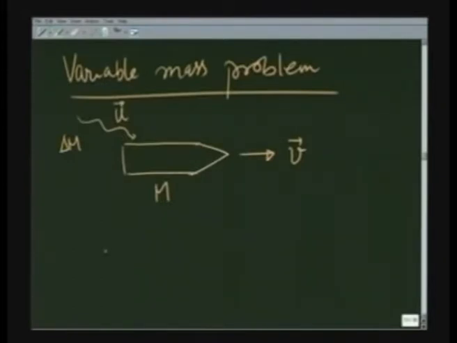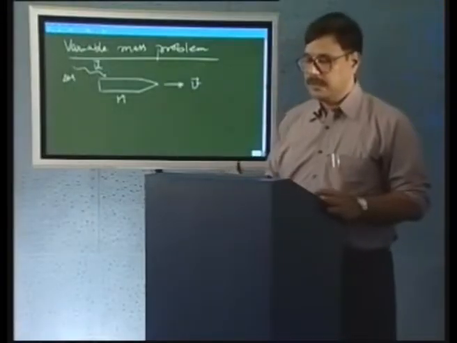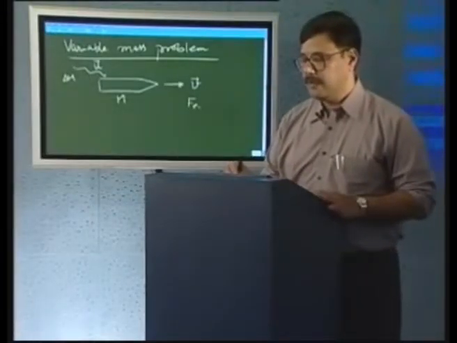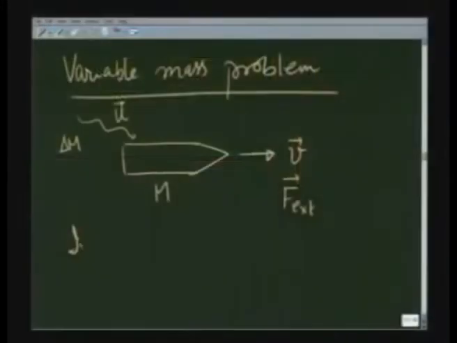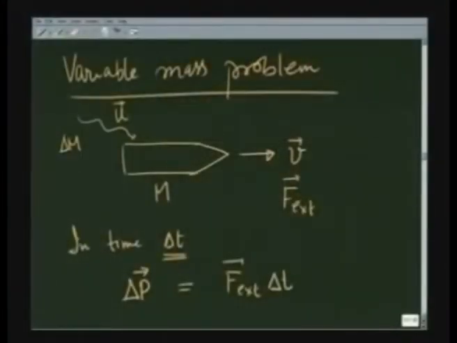If this is in outer space, there will be no external force on the system. If this is on Earth or some other planet, there will be a gravitational force on the system. So, let us assume there is a net external force F acting on the system. In time delta t, therefore, the momentum change of the entire system is going to be equal to F external times delta t. Let us see what the momentum change of the entire system is.